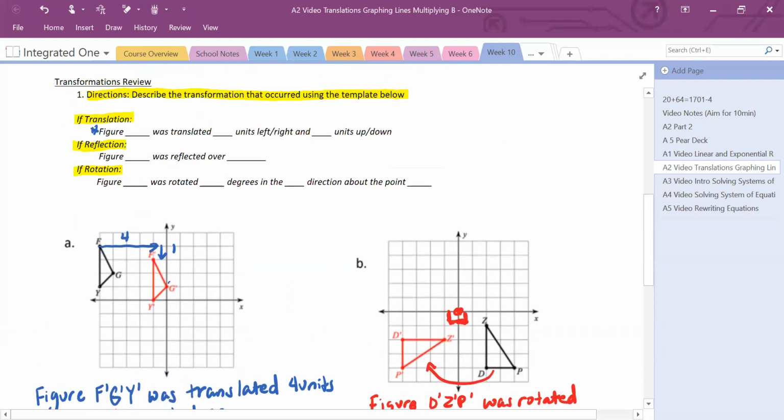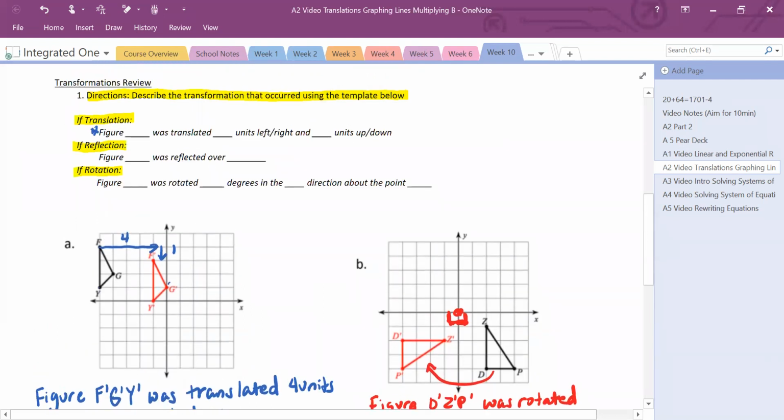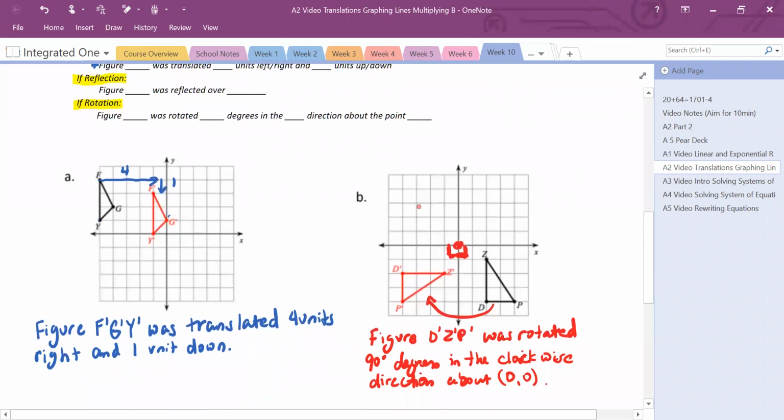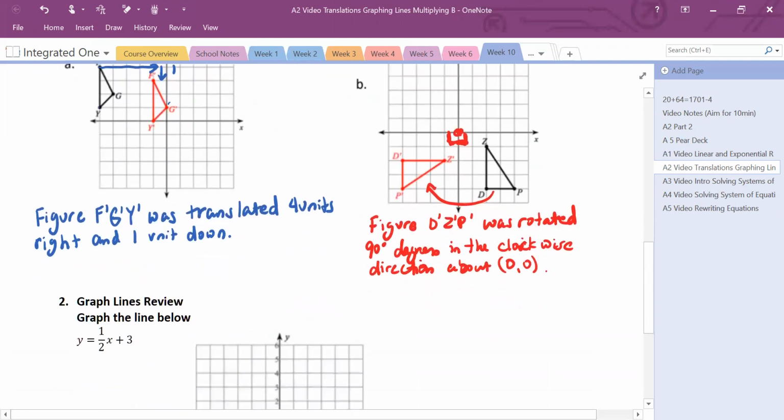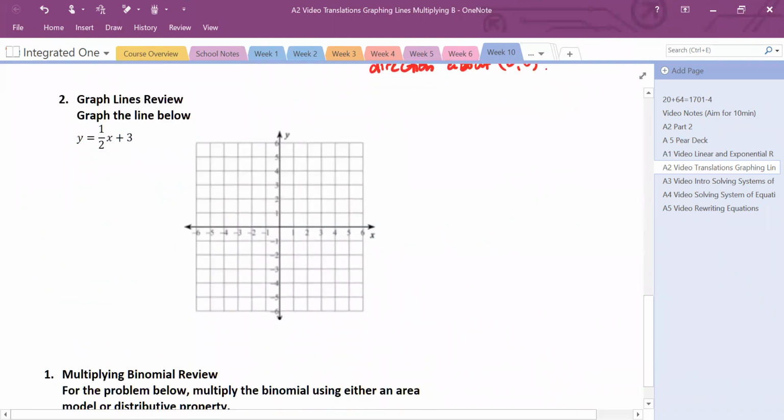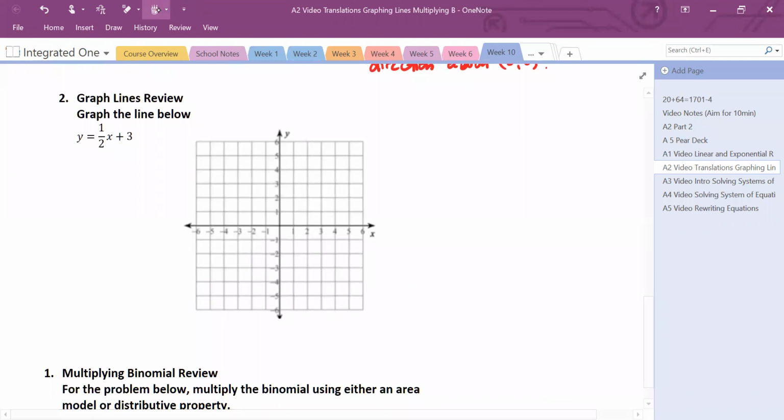So those are how you would use the translation or the transformation review. You're going to use these sentence frames to help you describe the transformation. All right, let's move on to our next one. The next part of our review is graphing a line.